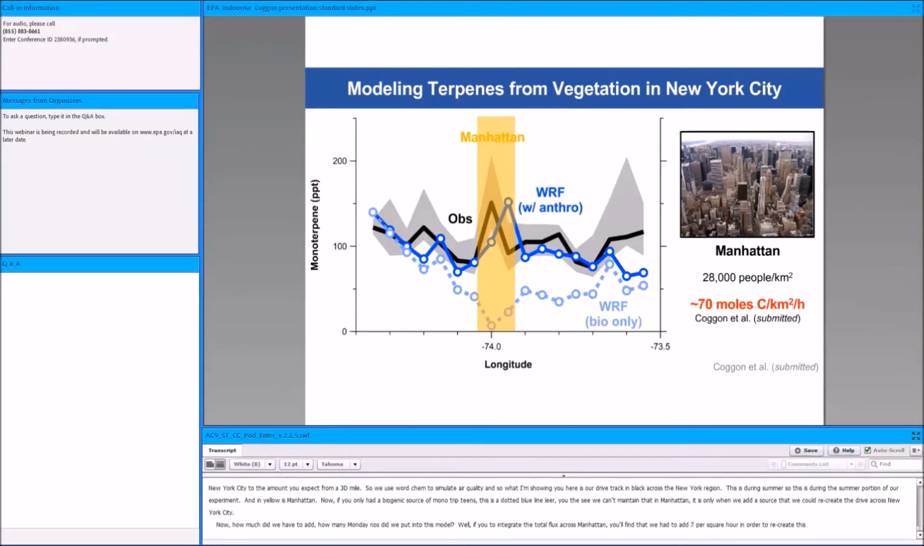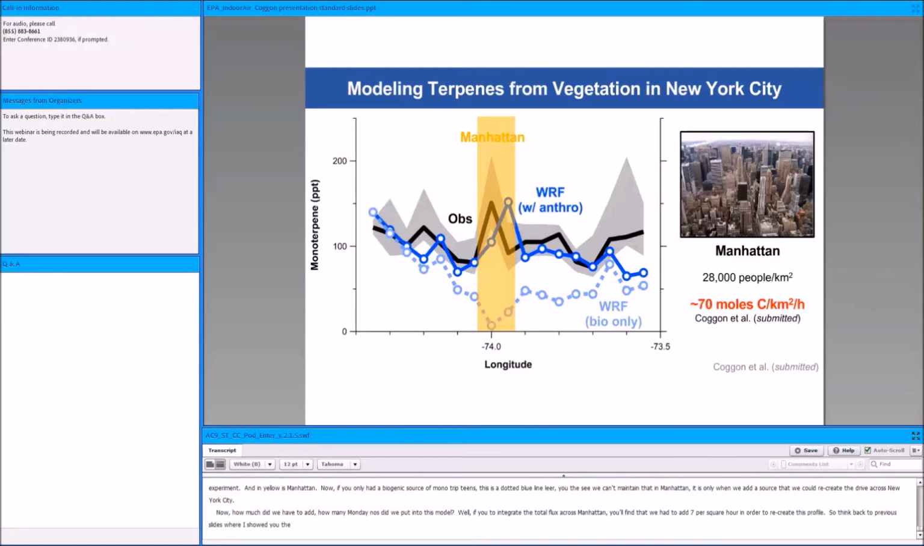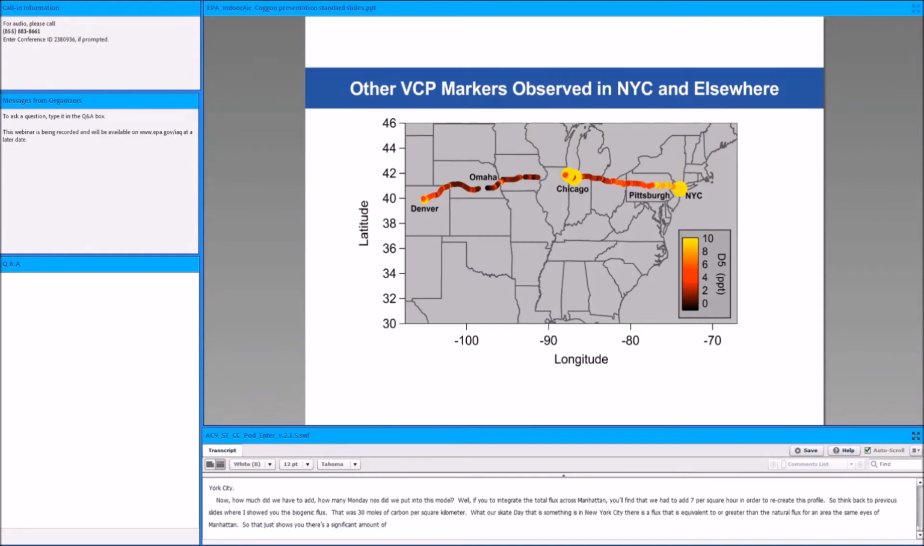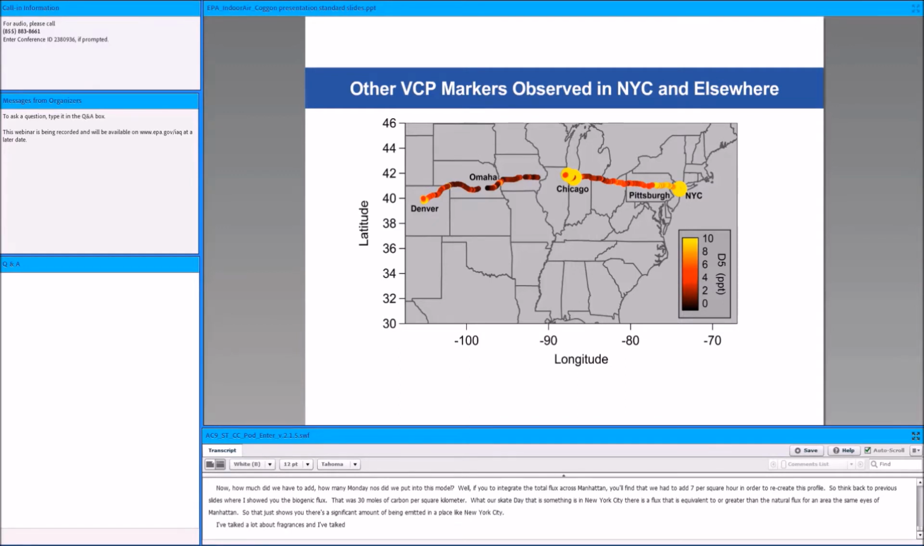So think back to the previous slides where I showed you the biogenic flux. That was about 30 moles of carbon per square kilometer. What our data is showing is that in New York City there is an anthropogenic flux that's equivalent to or greater than the natural flux for an area the same size as Manhattan. And so that just shows you that there's a significant amount of anthropogenic monoterpenes being emitted in a place like New York City.